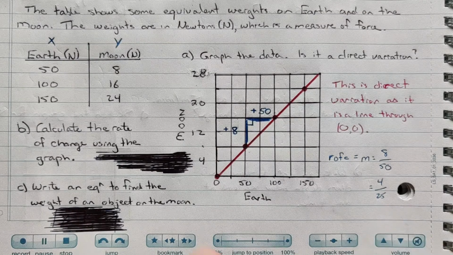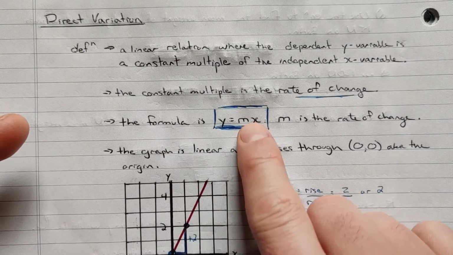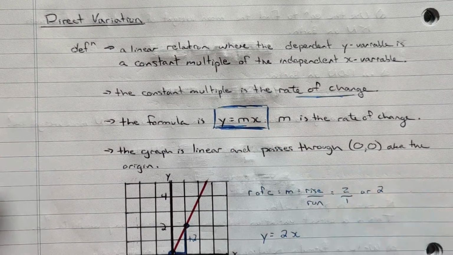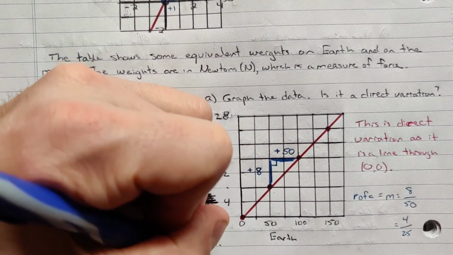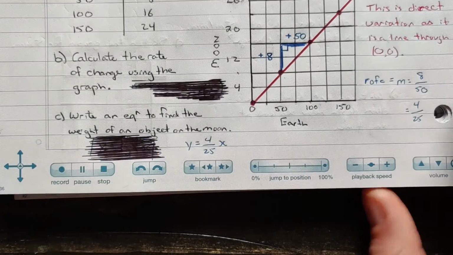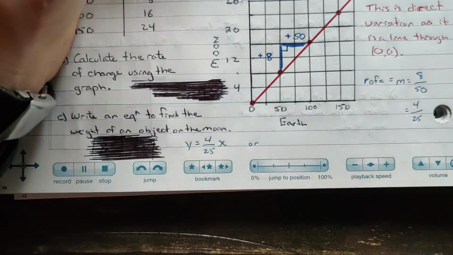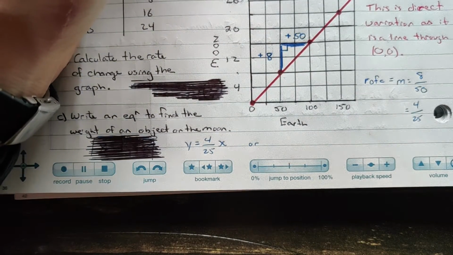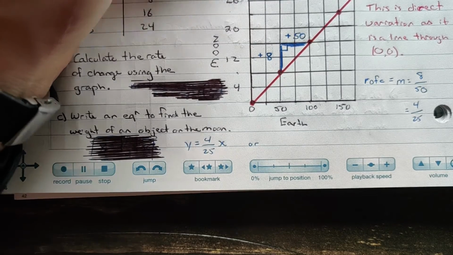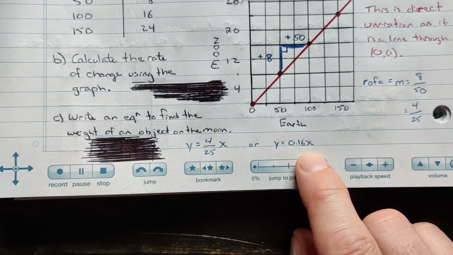So I'm going to just use y equals mx, the slope, or sorry, the rate of change times x. So y equals m, which is 4/25 times x, like that. I can also write this as a decimal. Depending on the situation that you're working with, sometimes a decimal is good, sometimes it's bad. In this case here, we get 0.16x as our decimal value.